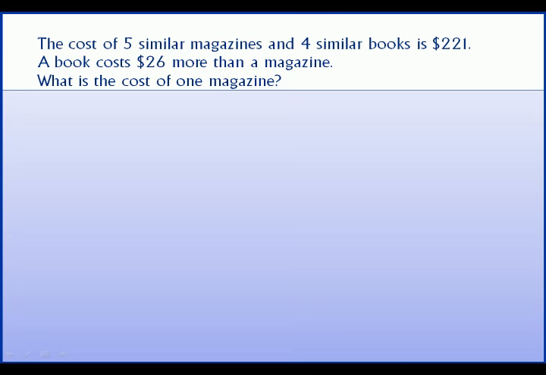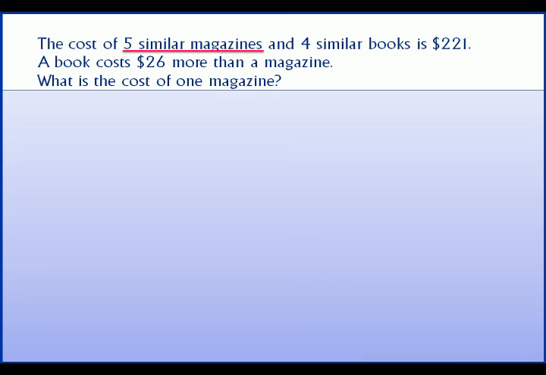The cost of 5 similar magazines and 4 similar books is $221. A book costs $26 more than a magazine. What is the cost of one magazine? These kinds of problems, we use the substitution method to resolve them.